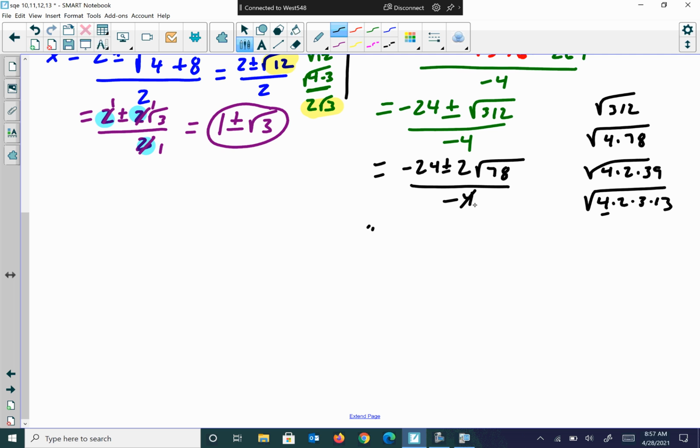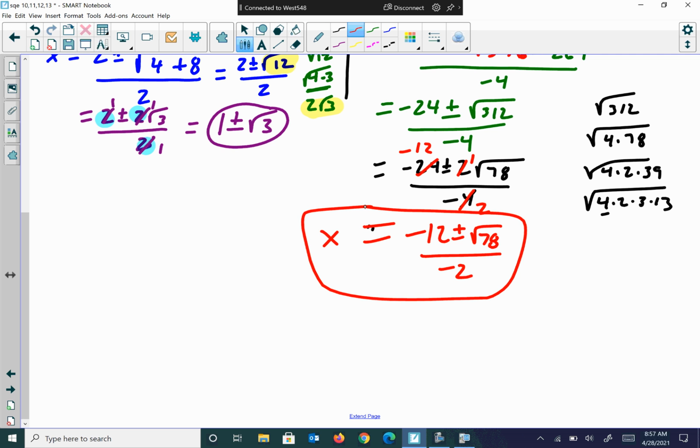So, 2 goes into this. Go to a different color. 2 goes into this twice. 2 goes into that once. 2 goes into negative 24, negative 12 times. So my answer, my friends, is negative 12 plus or minus root 78 all over negative 2. That's what x is equal to. So friends, the formula works nicely. You have to apply the radical knowledge that we've been going over.